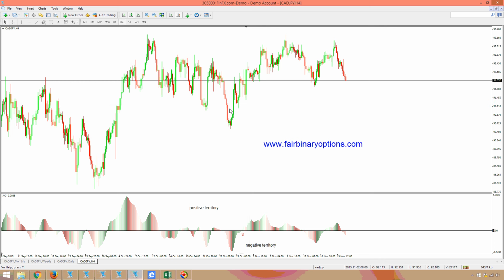Where should we trade put options? We should trade put options on a move below 0, from positive to negative. So this is a nice place to go and trade put options. This is a nice place to go and trade call options. This is a nice place to go and trade put options, and so on and so on.